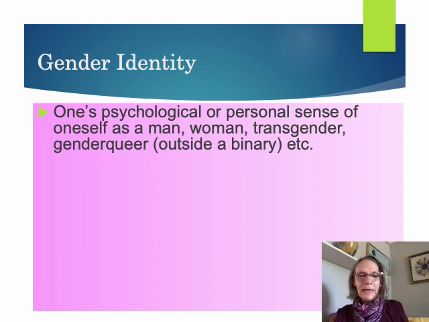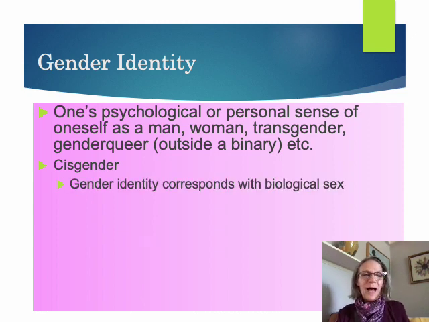Gender identity is about one's personal sense of themselves. Now, if you are what is known as cisgender, that means that your gender identity corresponds with your biological sex. Your biological sex is female and your sense of your gender identity is woman. Those are together, in close correspondence. You are born with a penis and you are male biologically, and then you identify as the gender of man.